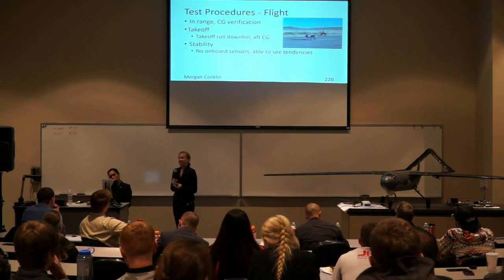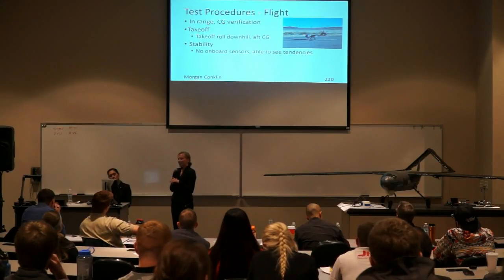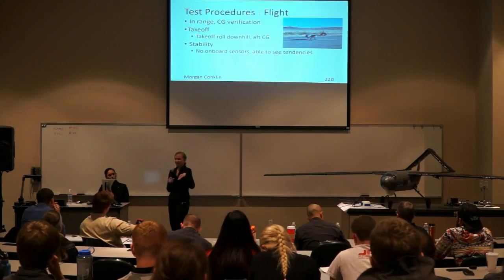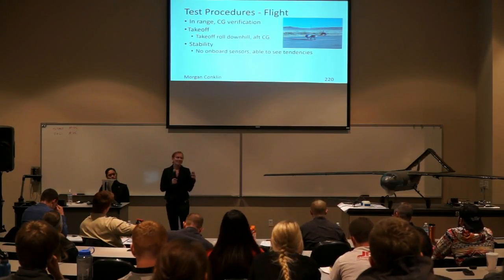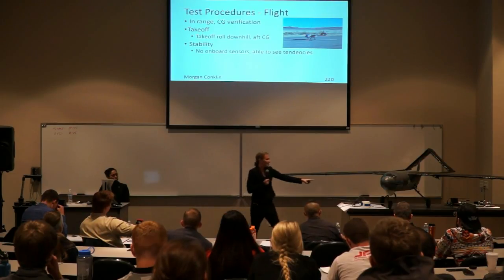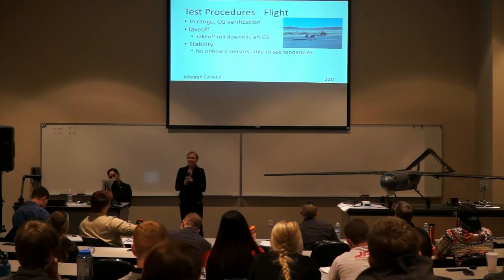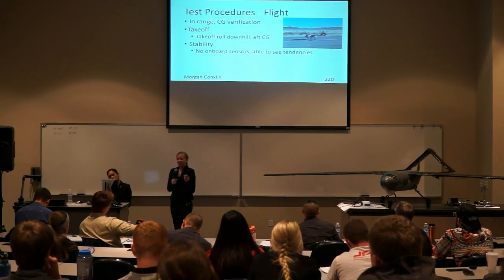For the actual flight, we did the same thing, in-range and CG verification, and then we did the takeoff downhill. We started uphill, but we weren't getting enough power to rotate, so we tried downhill. We had a slightly aft CG. It was actually right next to the main. And then for stability, we didn't have any sensors on board. We could kind of see the tendencies and the input from the pilot.